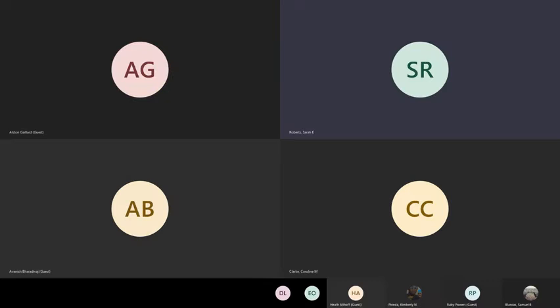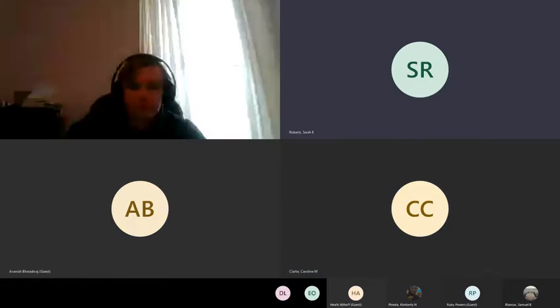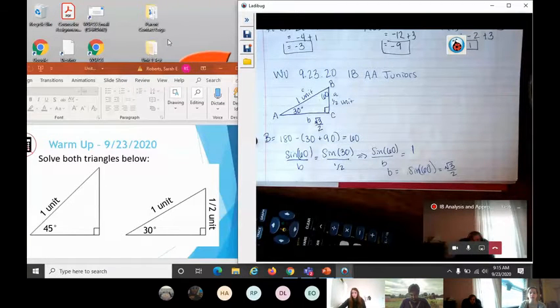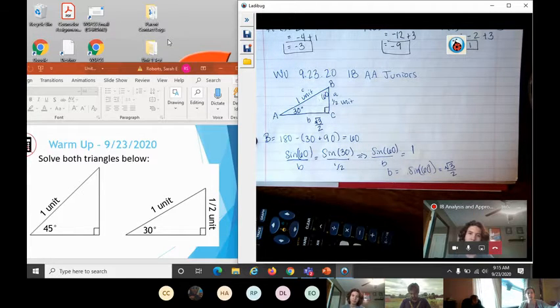3 over 2. Okay, and we've solved the whole triangle because we have all three sides and all three angles. Okay, what questions do you guys have? Couldn't you have just used Pythagorean theorem? You also could use Pythagorean theorem. That's fine too. Okay.